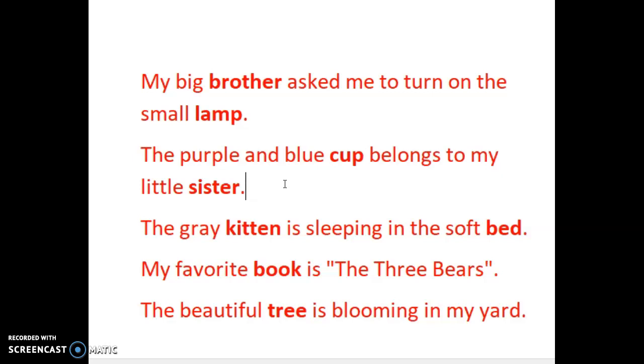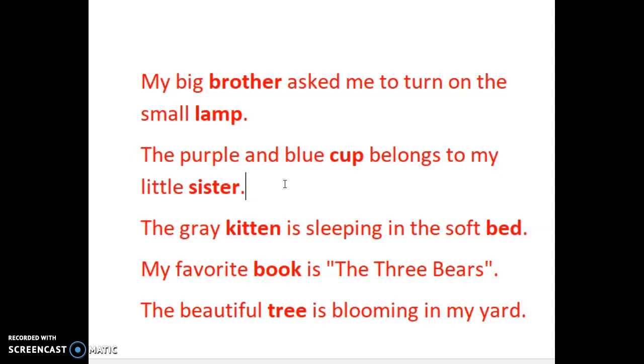Our third sentence says, the gray kitten is sleeping in the soft bed. So our first noun here is kitten. It's our subject noun. Again, we see a color word. It describes the kitten. It tells which one. The gray kitten is our adjective. Our second noun in our sentence is the word bed. We know it's a thing. It's our object of the preposition. And which bed? The soft bed. So soft is our adjective here.